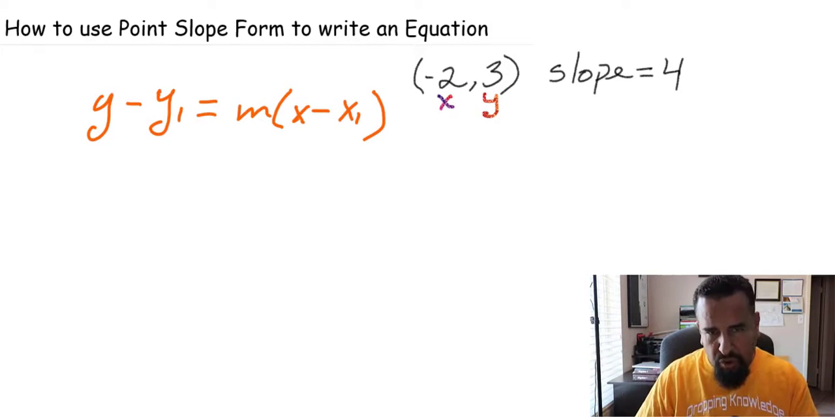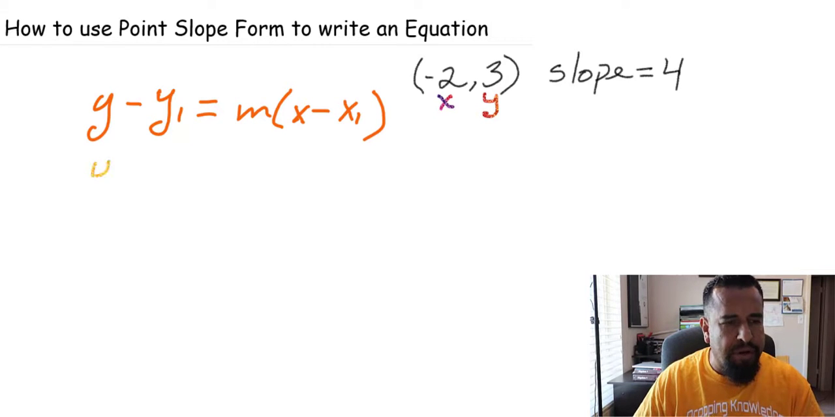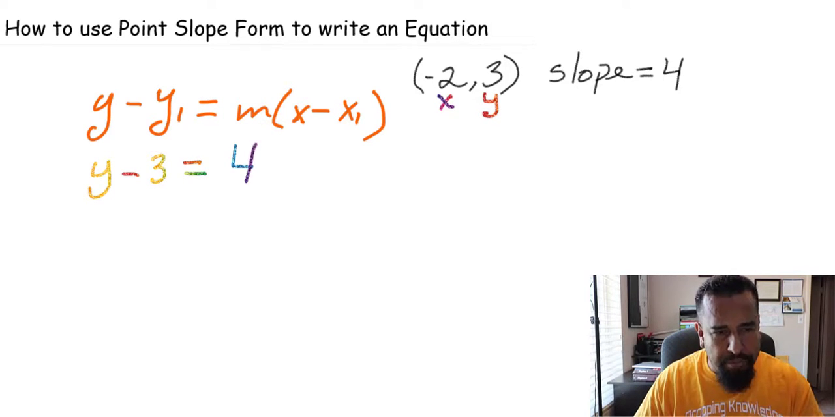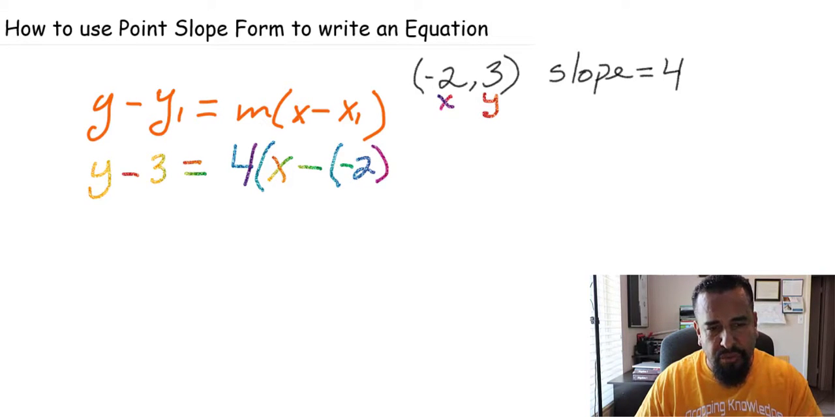All right, so let's go ahead and plug them in. It will look like this: y minus y1, which would be my 3, equals the slope. In this case, they gave it to me, so I'm going to put it in there, times x minus x1, which happens to be a -2. Okay? So this is what we have here.